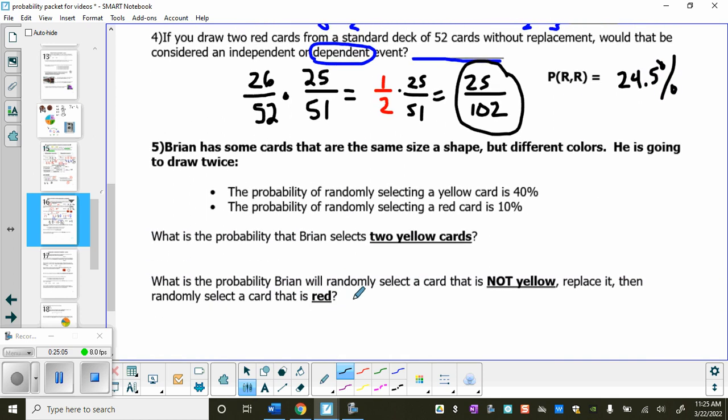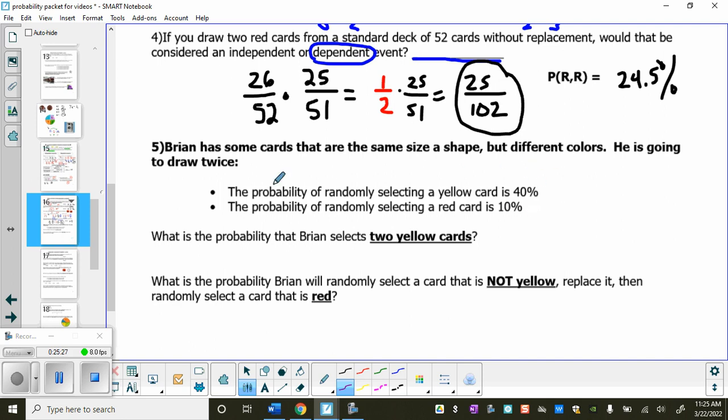All right, and now for this last setup, okay? So Brian has some cards that are the same shape, but they're all just different colors. And he's going to draw twice, okay? Now the probability of him selecting a yellow card is 40%. The probability of selecting a red card is 10%.